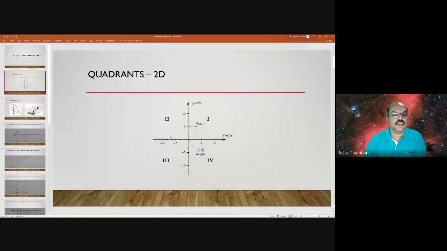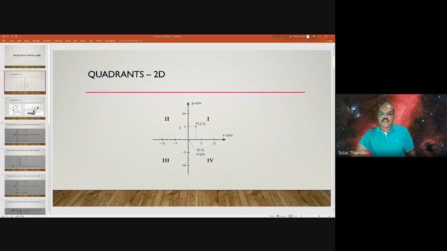Here, in plane geometry, we have an x-axis and a y-axis. The x-axis is horizontal and the y-axis is vertical. In plane geometry, if a point has both x and y coordinates positive, then it is said to be in the first quadrant. In this particular case, the coordinates of P are 3 and 5. That means P is in the first quadrant.